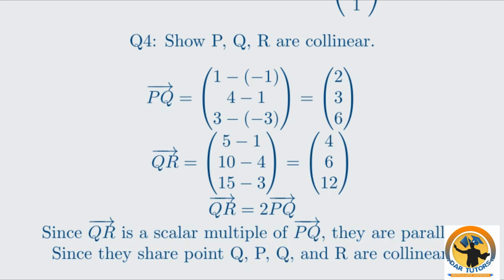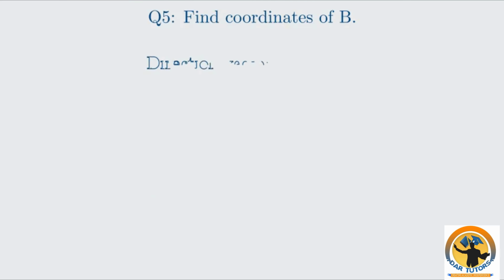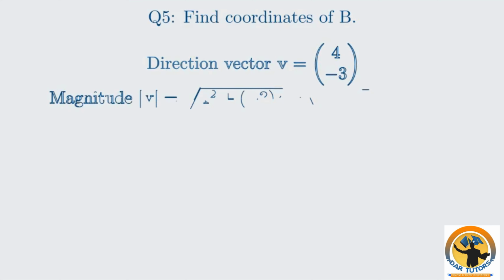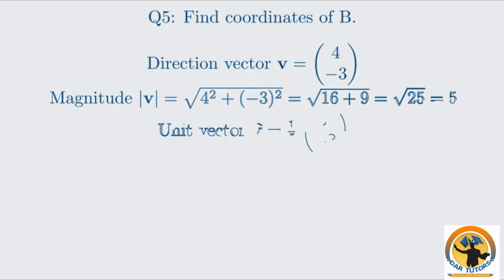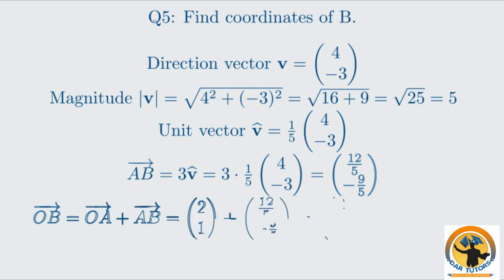And finally, question 5. The direction vector <4, -3> has a magnitude of 5. So the unit vector in that direction is 1/5 times <4, -3>. Since B is 3 units from A, the vector AB vector is 3 times this unit vector, which is <12/5, -9/5>.